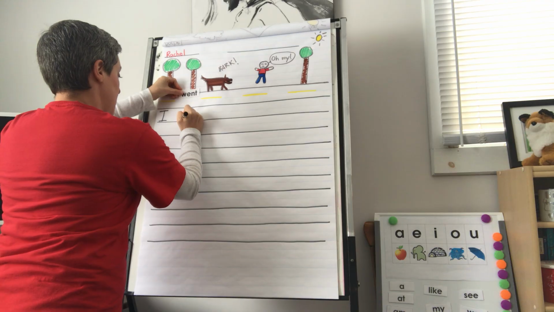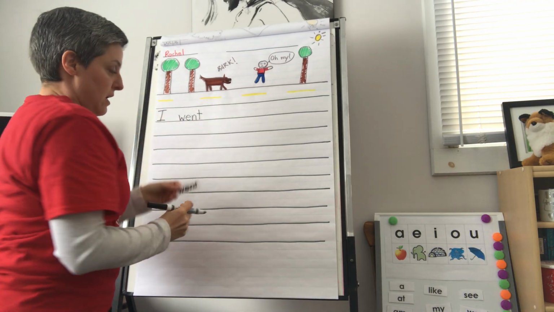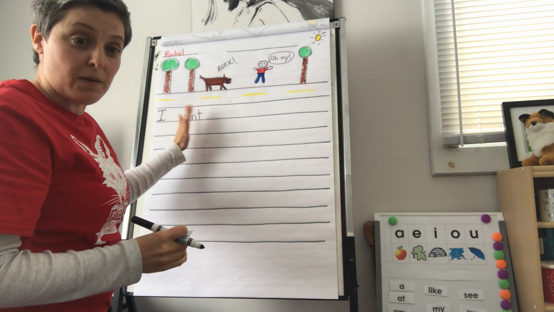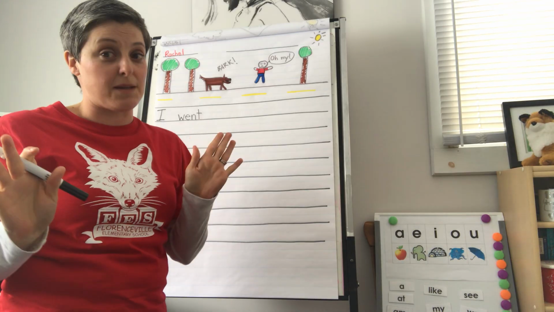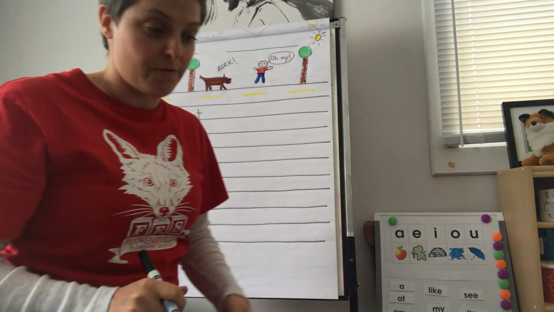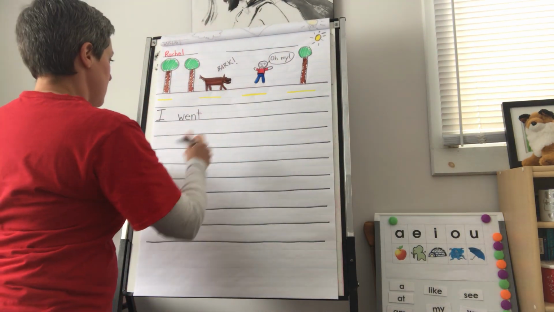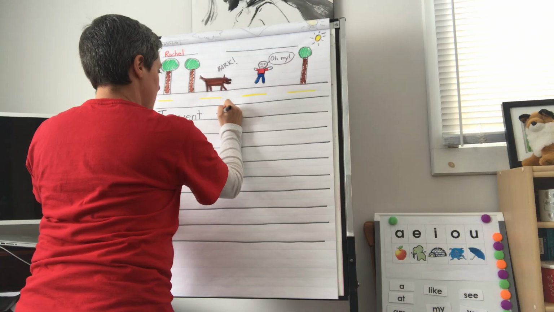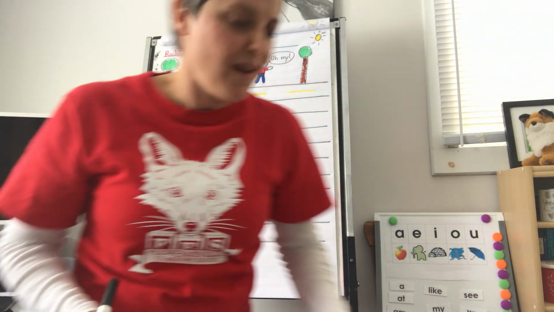W. And I'm always reminding them about spaces. Most of my kids have spaces, but they do slip up occasionally, so keep your eye on those spaces. So I went for. For is another one of our grade 1 word wall words. So I'm going to put that there. It's a kindergarten word as well.